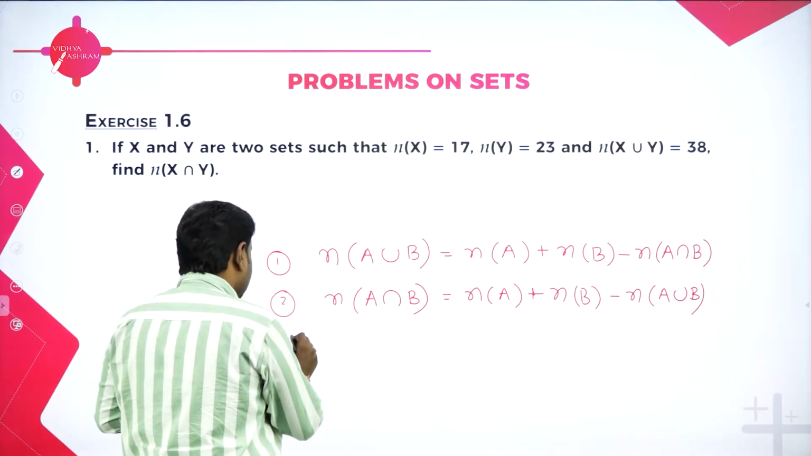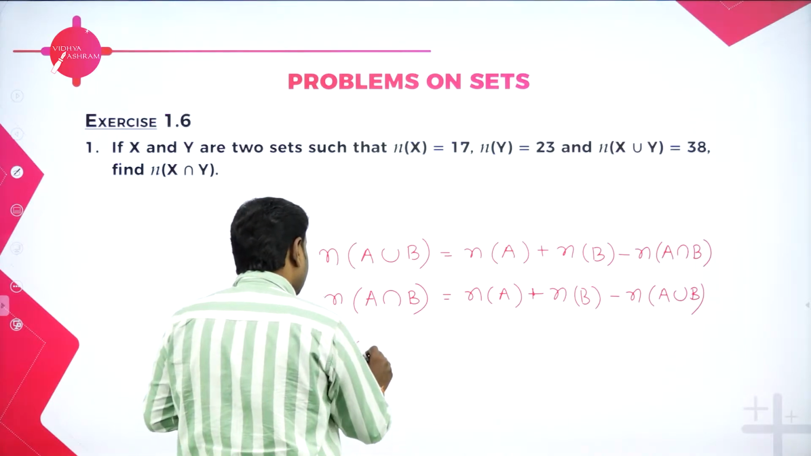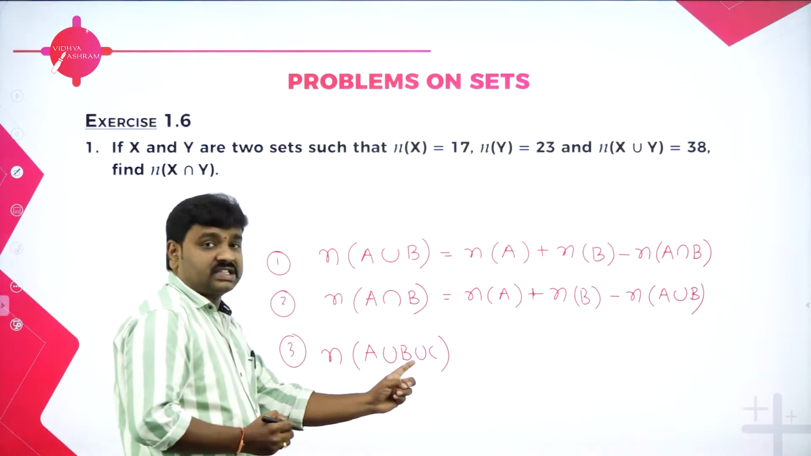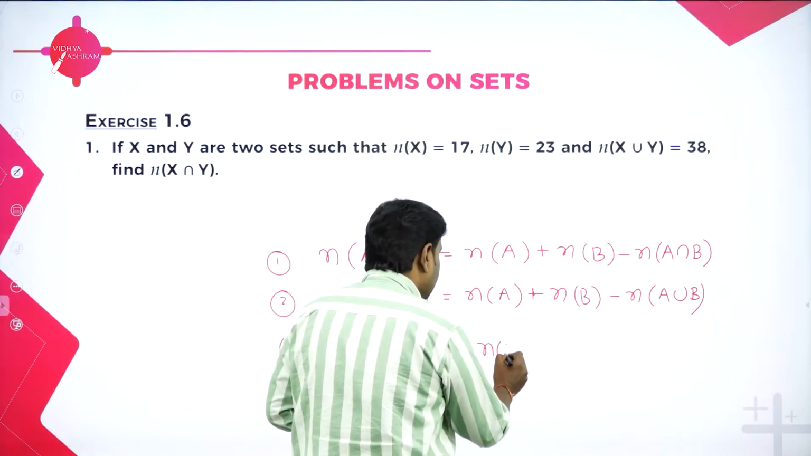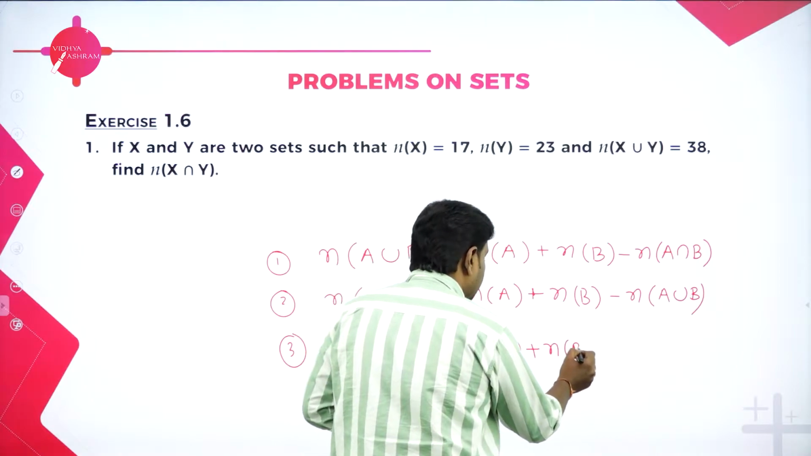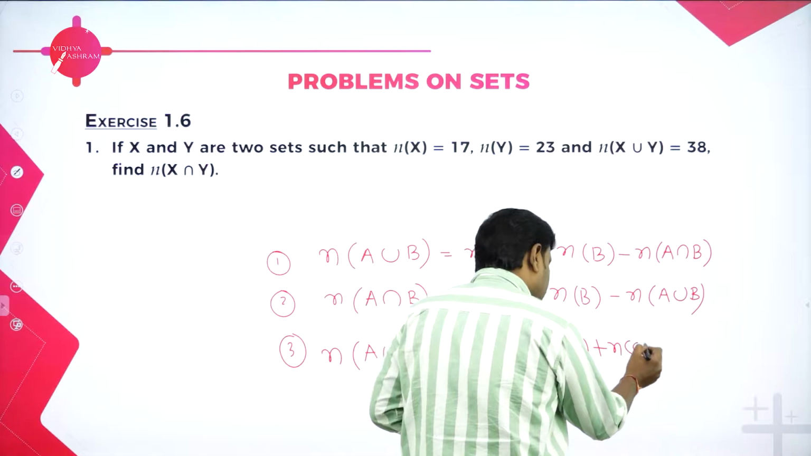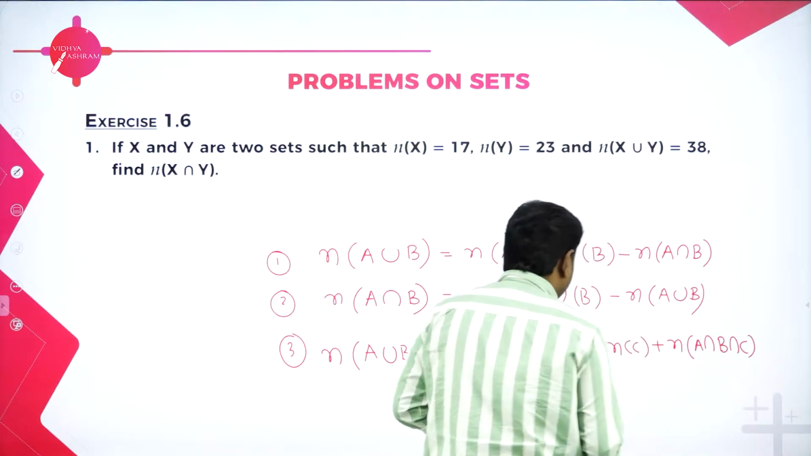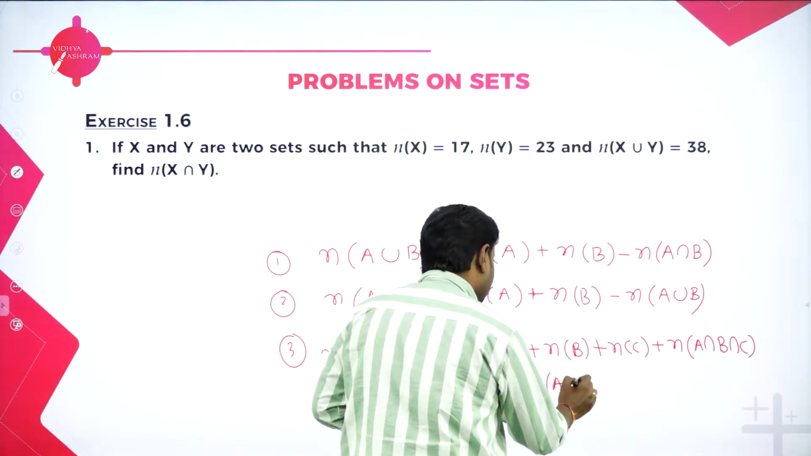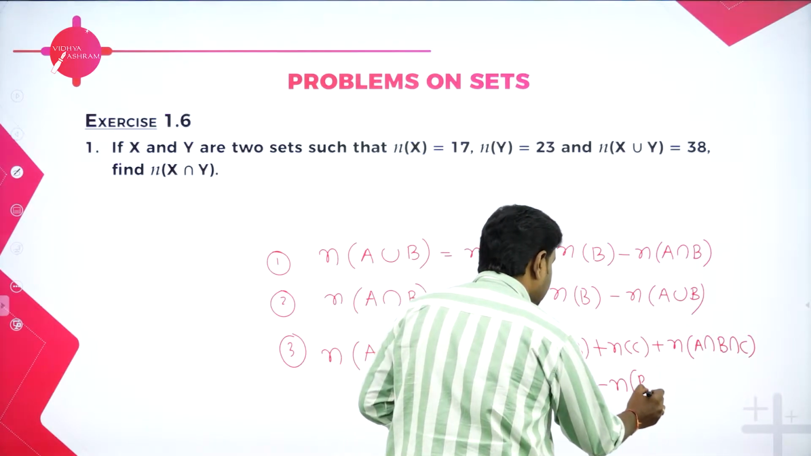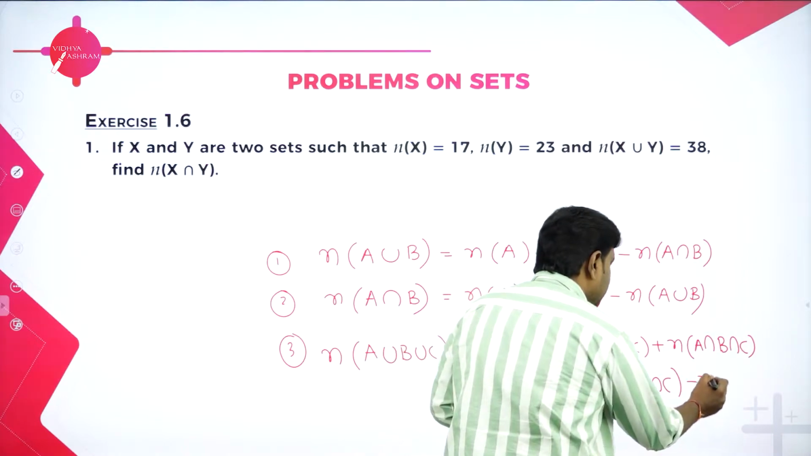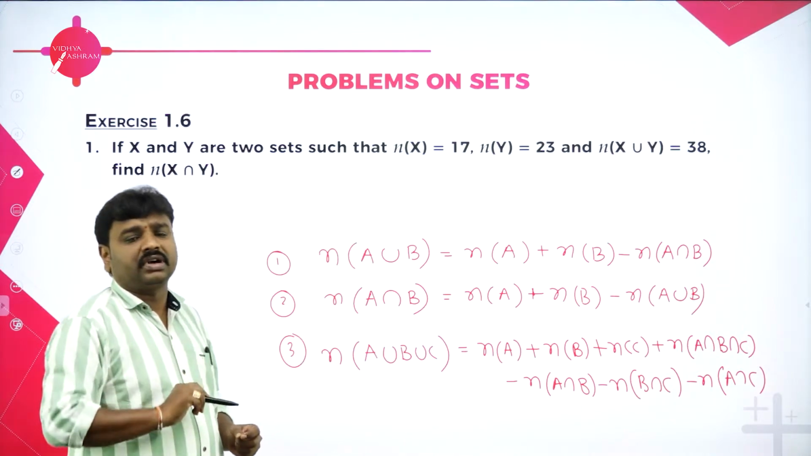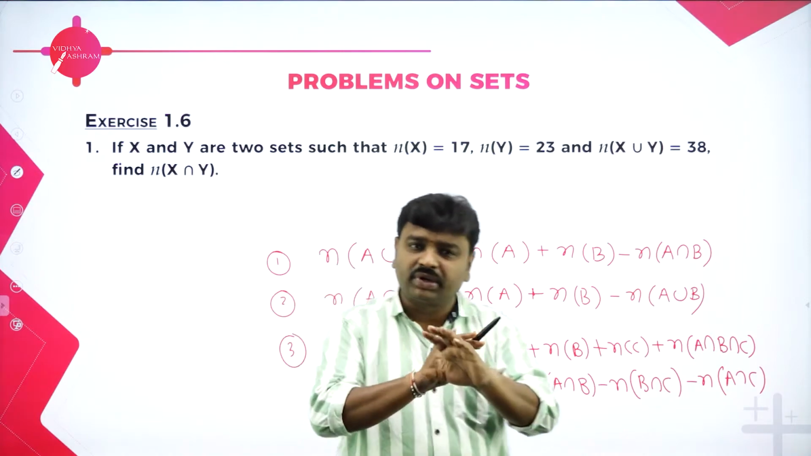And then n of A union B union C. If you have three sets, again we have a formula, that is n of A plus n of B plus n of C plus n of all three common, A intersection B intersection C, minus n of A intersection B minus n of B intersection C. Two elements you should remove, minus n of A intersection C. My dear students, these three cardinal number relations are most important. Once you are thorough with these three cardinal number relations, you can do any problems.